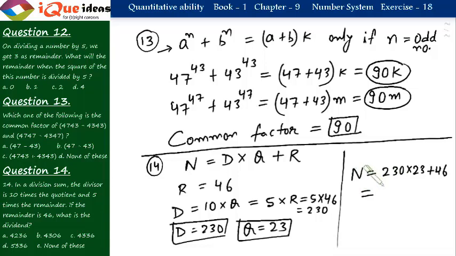Now 230 into 23 will be, 23 square is 529. So 5290 plus 46. If you add, it will become 5336. Alright. So this is the answer of question number 14.